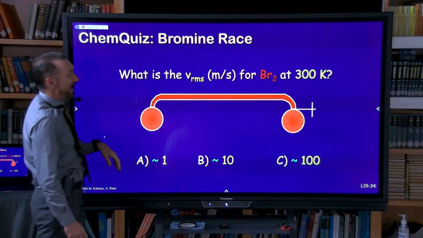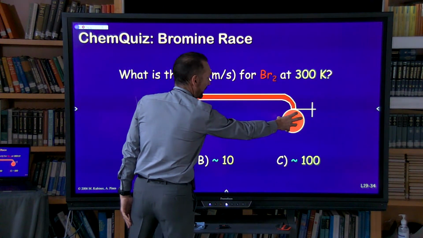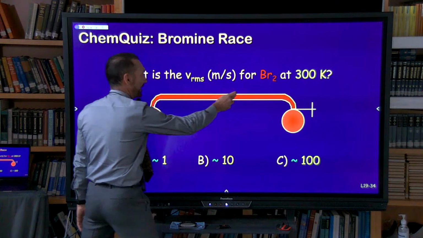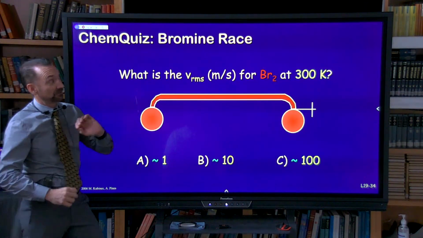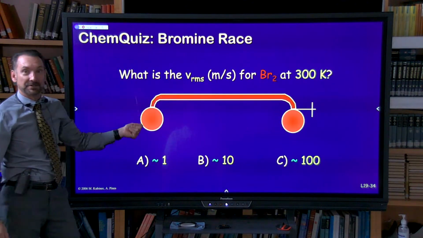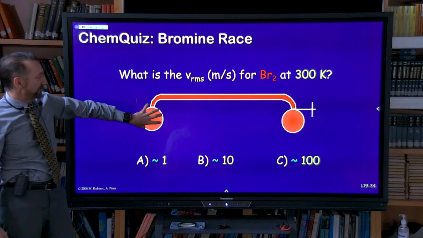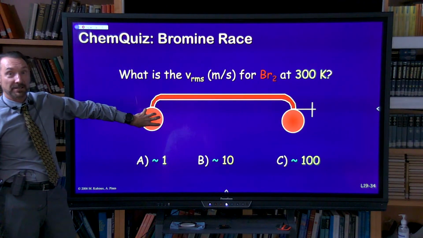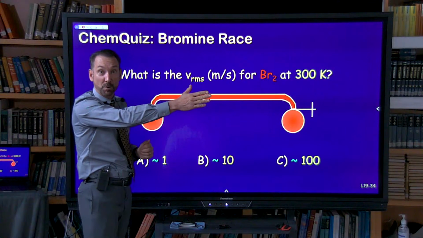So if I have bromine trapped in a flask here, I open the flask and let it go flying to the other side, and you know it will. It'll fly over there. How fast does it travel across that? How fast on average are those particles going? And this flask was evacuated. So those particles go flying over there with nothing in the way.